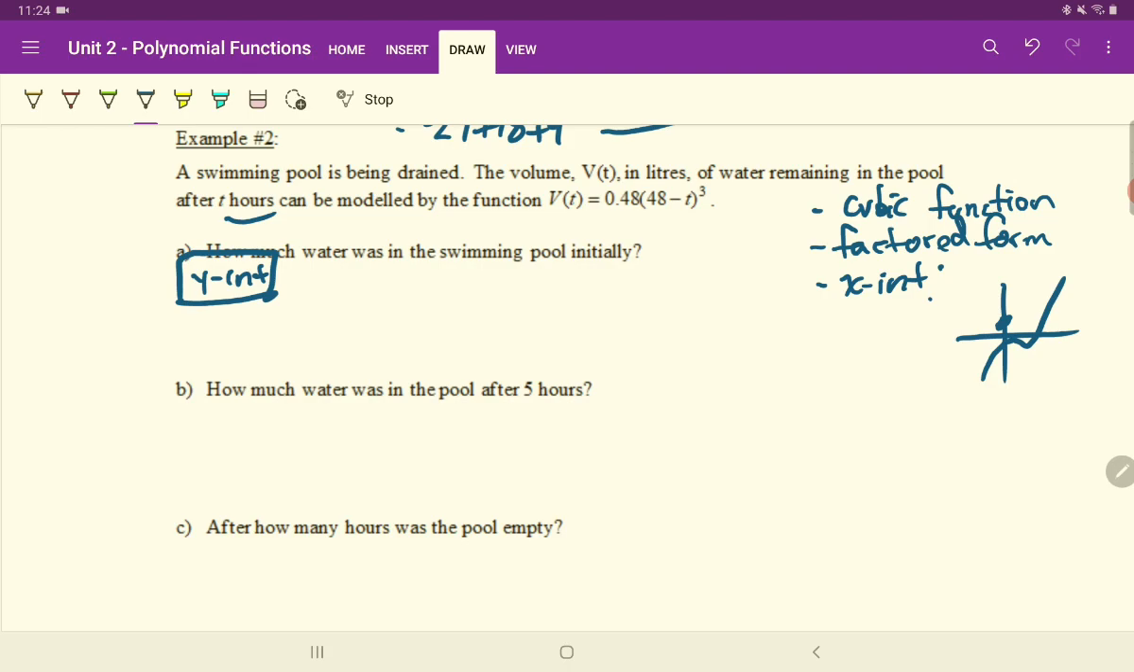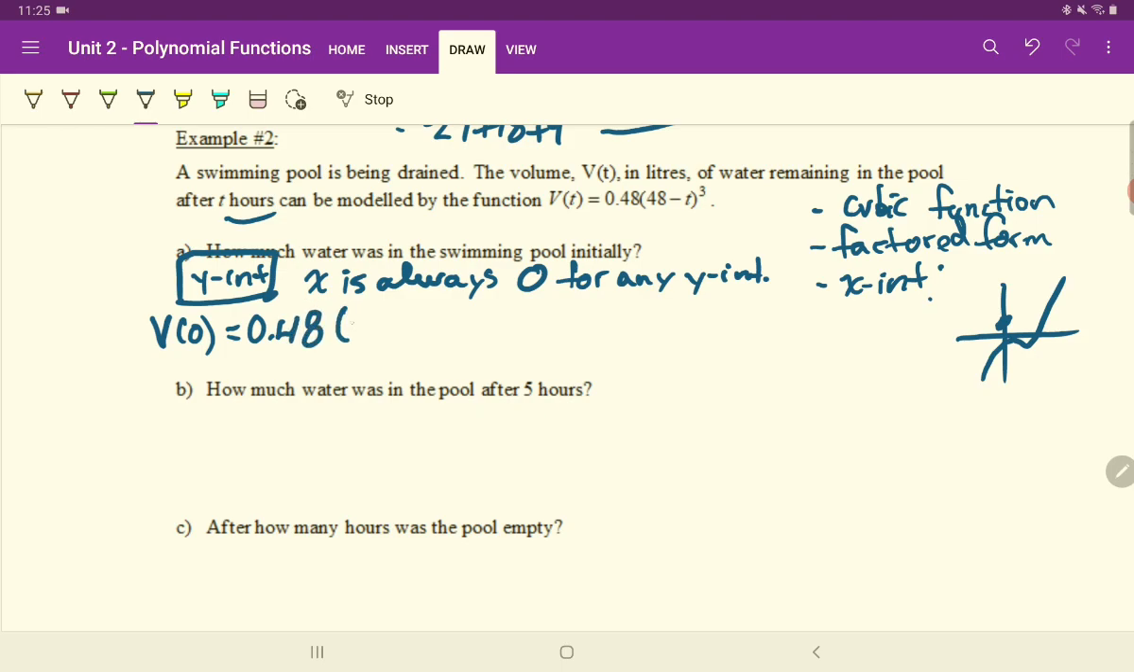All right, so for the y-intercept, what is x always equal? X is always 0, or in this case we have t. T is always 0 for any y-intercept. So we're going to sub in 0. So we're going to go V at 0 is equal to 0.48 times (48 minus, now replace wherever you see a t, replace it with a 0), cubed. Okay, and now solve. Do your brackets first.